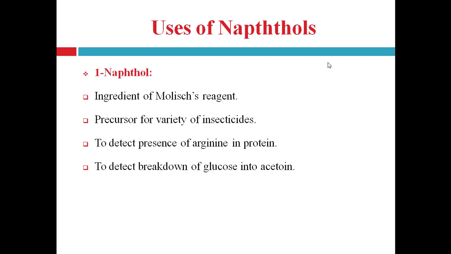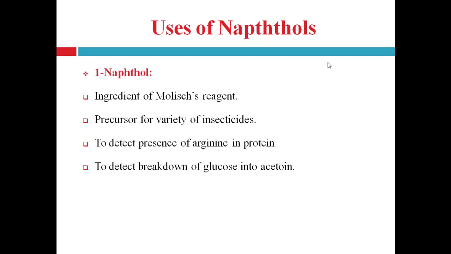1-naphthol is an ingredient of Molisch reagent which is used for detecting the presence of carbohydrate. As we know, Molisch reagent is an important reagent for the determination of carbohydrates. It is a precursor of a variety of insecticides like carbamide. 1-naphthol is used to detect the presence of arginine in protein, and that is detected by using the Sakaguchi test. Sakaguchi test is useful for the determination of arginine in protein, and in this test 1-naphthol is used.